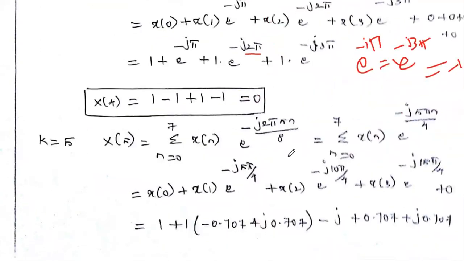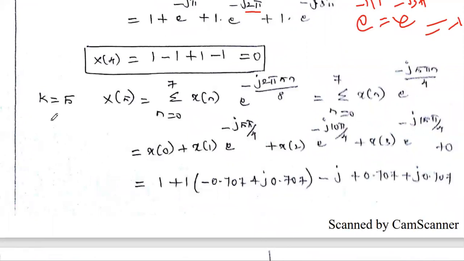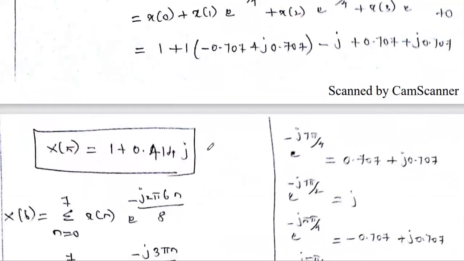Okay, 0. Similarly, for k equal to 5, we have to calculate the answer. So similarly, you just put k equal to 5 in the above equation. So we get e power minus j 2 pi 5 n by 8. Here, cancelling 2 and 8, we get e power minus j 5 pi n divided by 4. Okay, so similarly, you have to expand it and find out the answer. This is the value of x of 5.